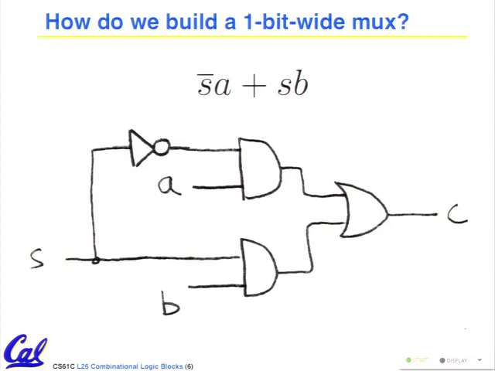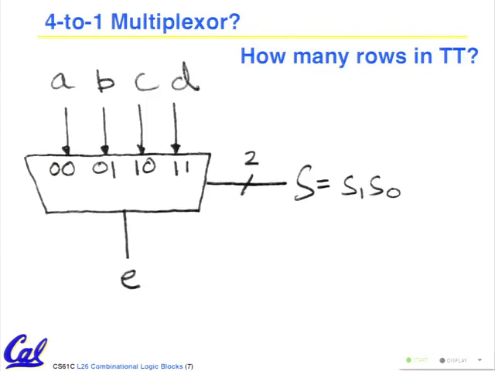Okay? So, here's my 4-to-1 mux. How many rows in the truth table? Somebody in the back now. I'm focusing on the back only. Give me some back love here.